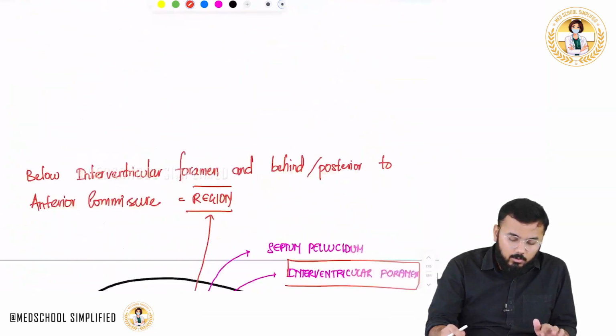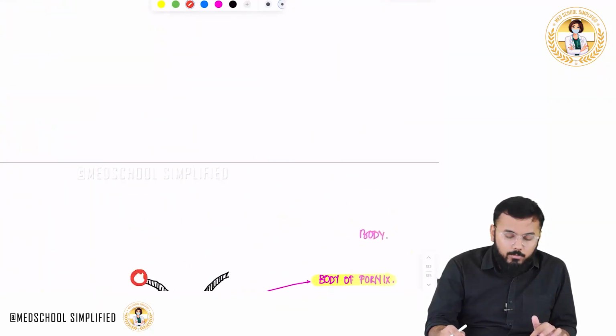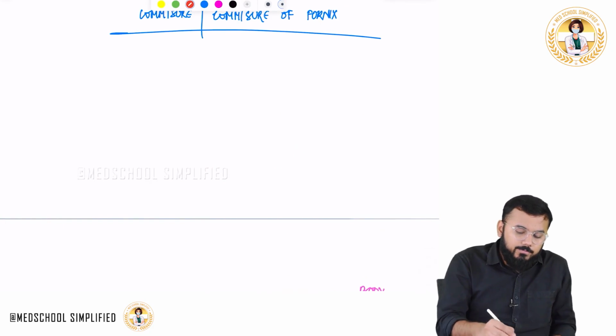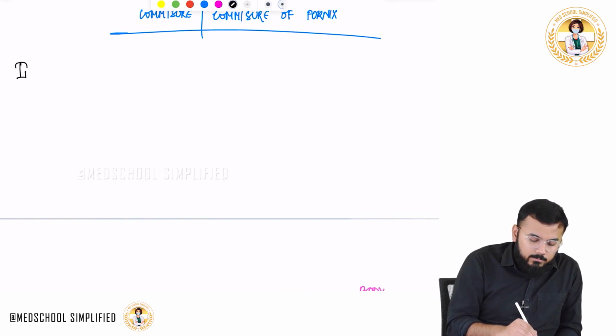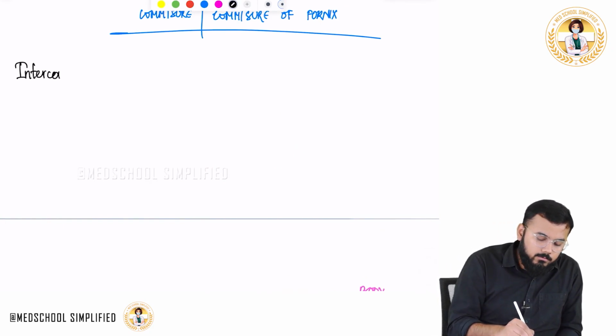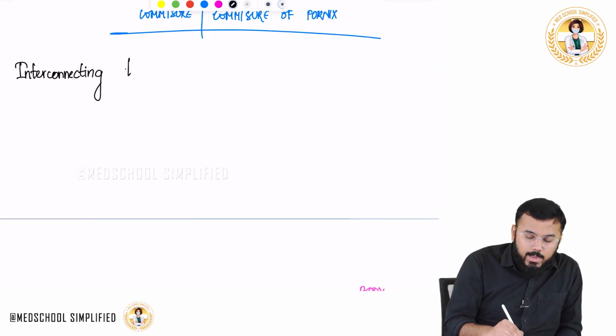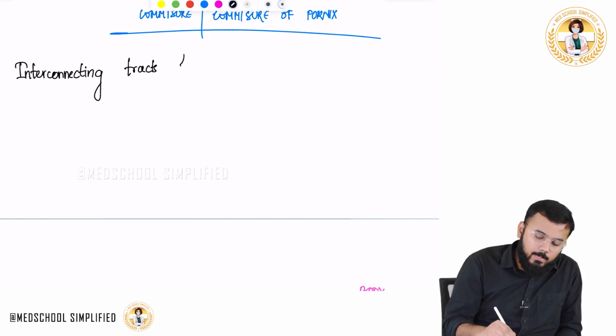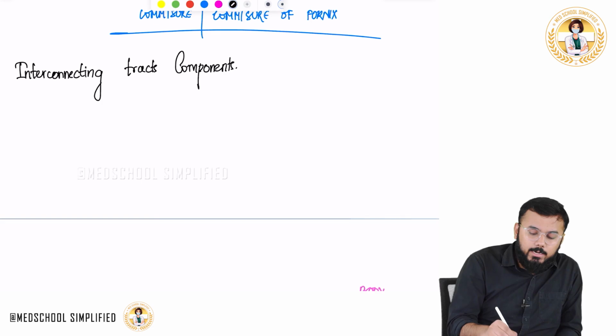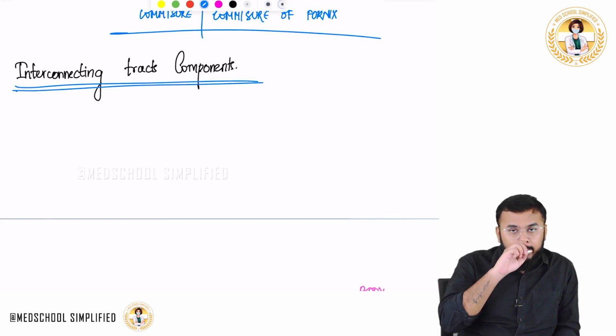So I'll just write it down. What are the fiber tract components that are interconnected? Okay. So interconnecting tracts components. Interconnecting tracts components. So what are the interconnecting tracts components?